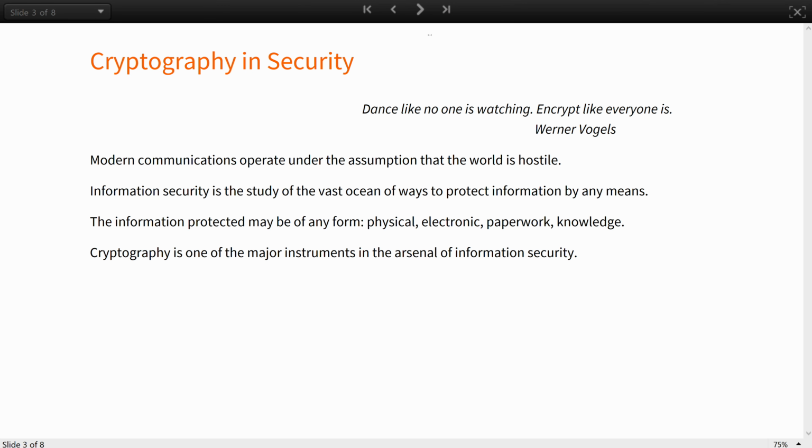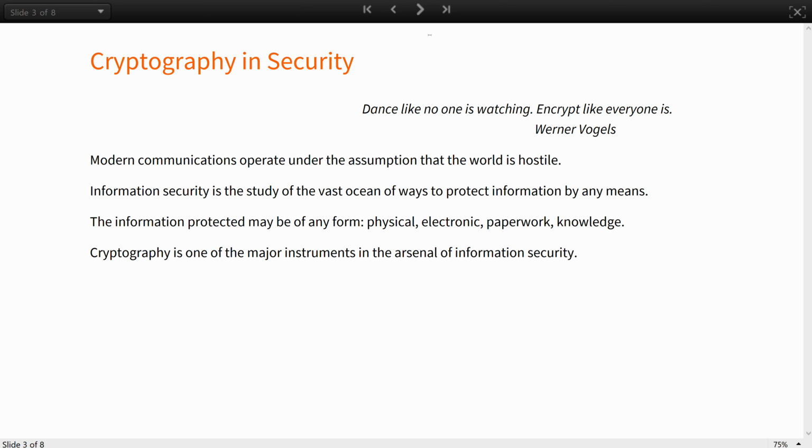Modern communications, especially the Internet, operate under the assumption that the world is hostile, and for anything you say, there is always someone malicious to listen. The same reason why people would put handwritten letters in an envelope before sending, but scaled for billions of people and devices. Information security is the study of the vast ocean of ways to protect information by any means.